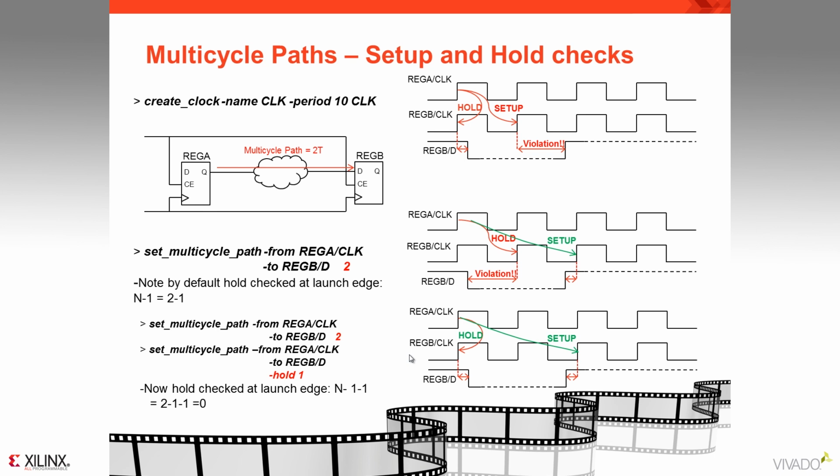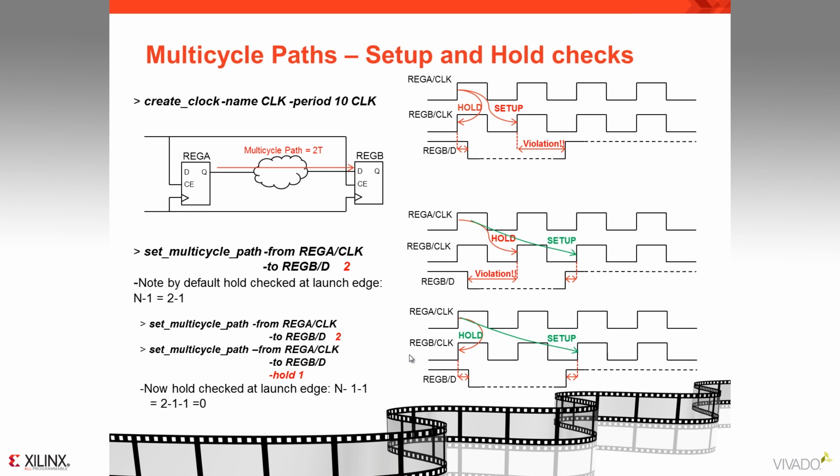But in reality, due to the path requirement, the setup check is actually a multi-cycle path, and the setup checks need to happen at the second rising edge of the capture clock or destination clock. When only the setup multi-cycle constraint is specified, the tool will check hold at the first rising edge of the clock, and now the hold is failing. The user now needs to move the hold check back to the 0th edge of the destination clock.